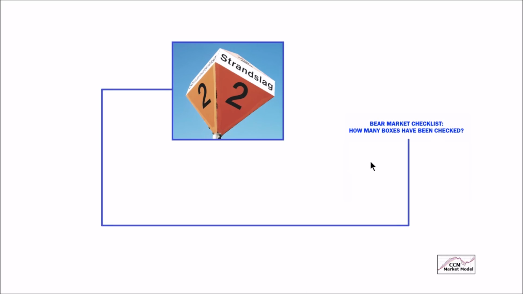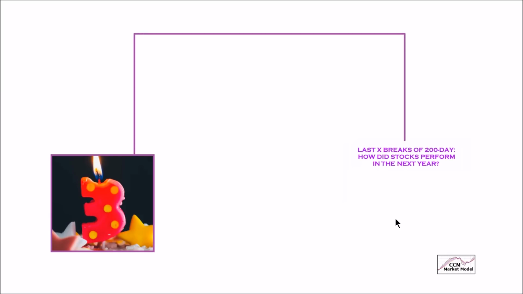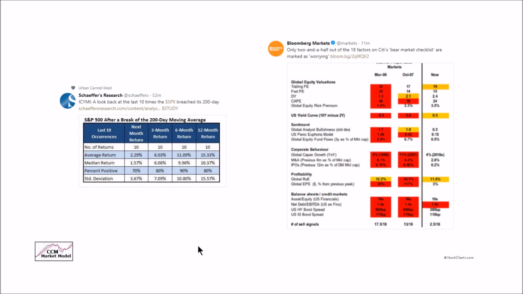How many fundamental bear market boxes have been checked? And 3, how did stocks perform the last 10 times the S&P 500 broke below its 200-day moving average? To answer those questions, let's give credit where credit is due. Schaefer's Research, here's their Twitter handle right here. Bloomberg Markets, here's their Twitter handle here.